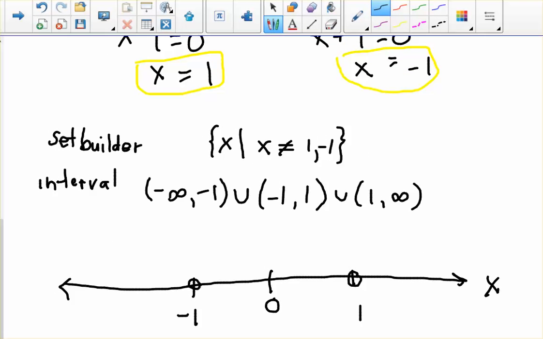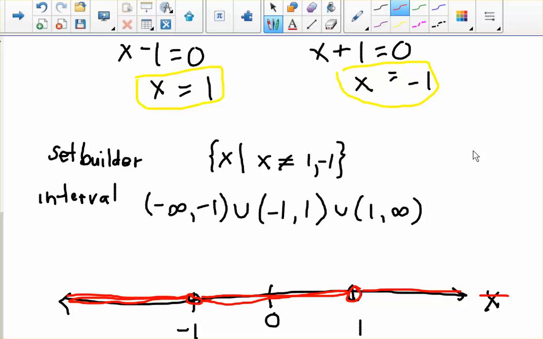Let's see if we can put this in another color here. So my domain is going to start here at negative infinity, go all the way up to, and it almost gets to negative 1, then it's going to be all the values between negative 1 and positive 1, and then it's going to go up to positive infinity. With these two spots here being holes in my values, because that's where the denominator will be equal to 0. So what I'm trying to show you here are two different ways of writing this problem.